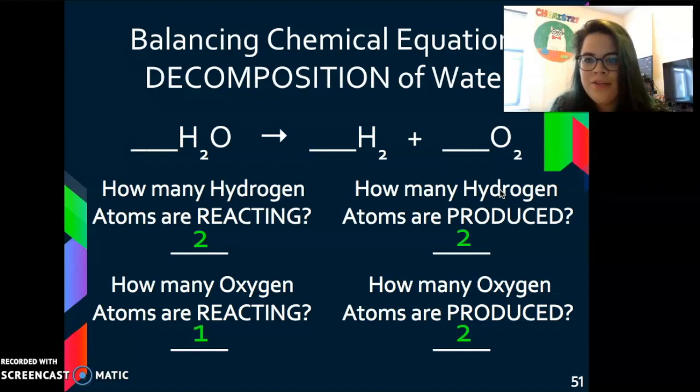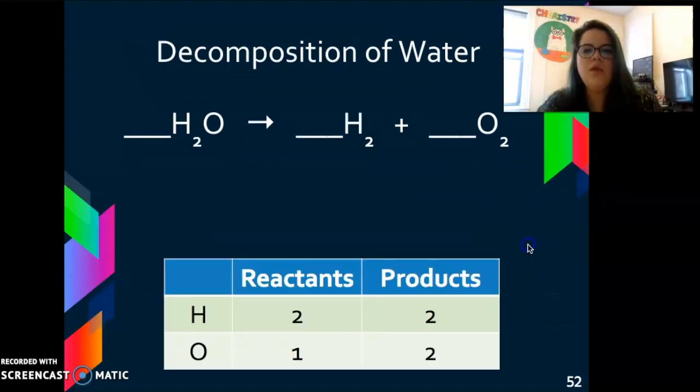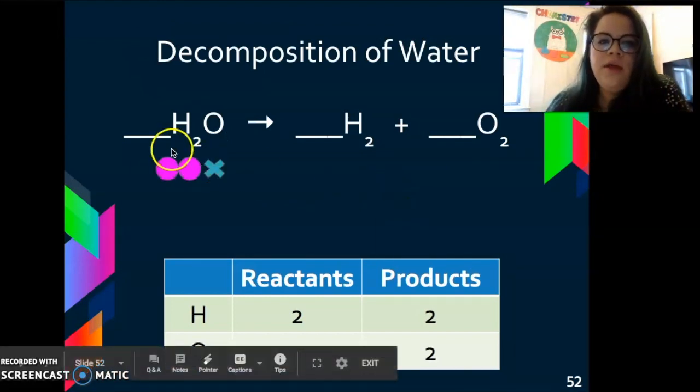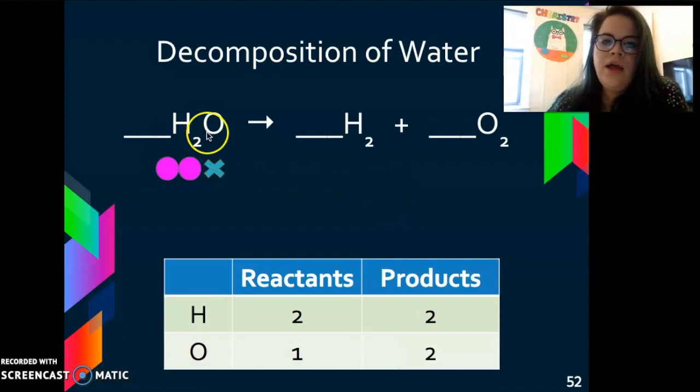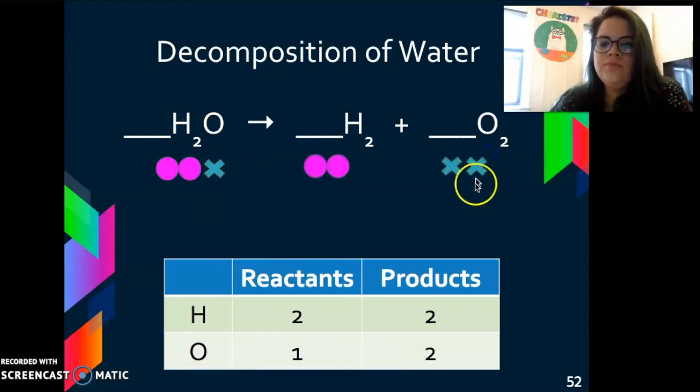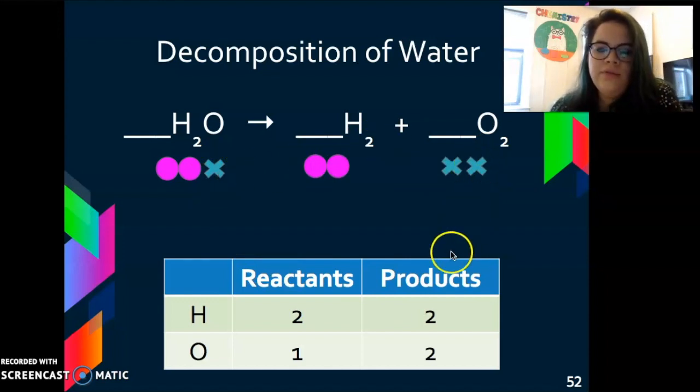I recommend doing it on loose leaf, practicing, drawing pictures, whatever you need to do. So I'm going to draw the pictures first. I have H2O, which I'm going to use 2 circles and an X. Circles are hydrogens, X are oxygen, 2 hydrogens and 2 oxygens. Here you see the error where I have 1 oxygen before and 2 after.